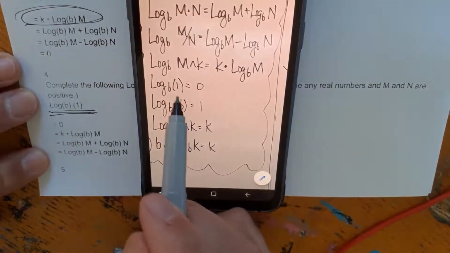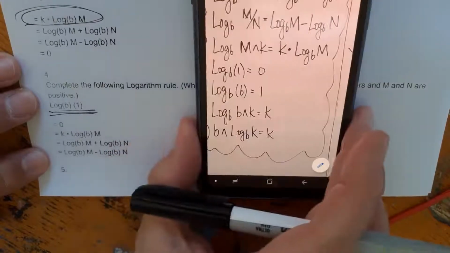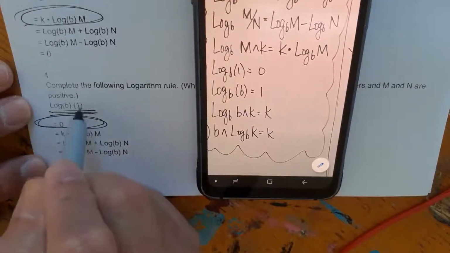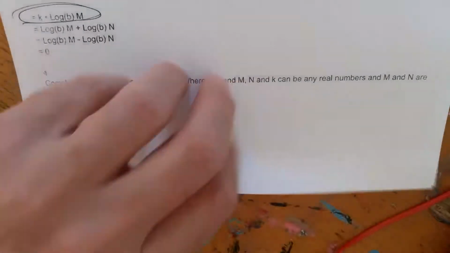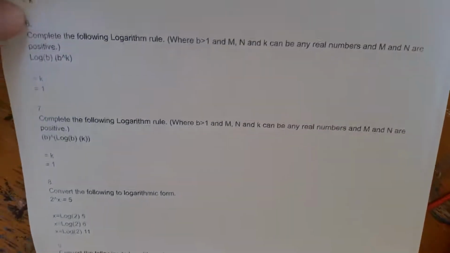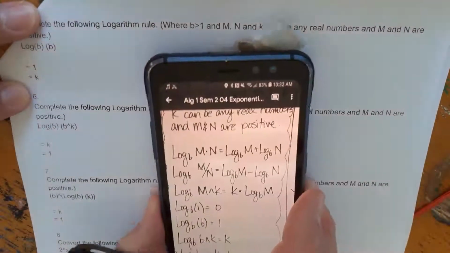Log base b of 1 is equal to 0. Okay. Log base b of 1 is equal to 0. And when we study the graphs a little bit more, that's going to make some additional sense to you. Maybe never total sense, but you'll see that more later. And we're just going to try to stay on track here and not get too far off track.